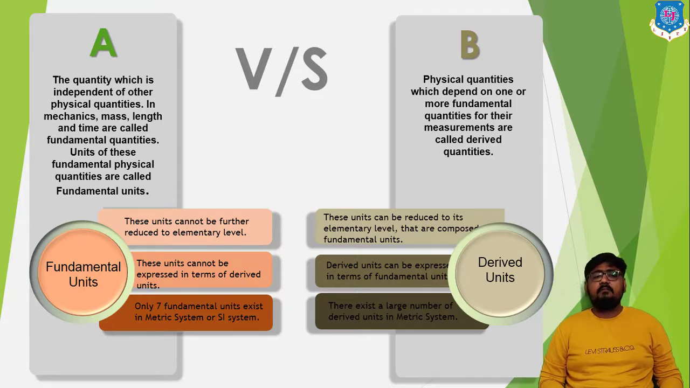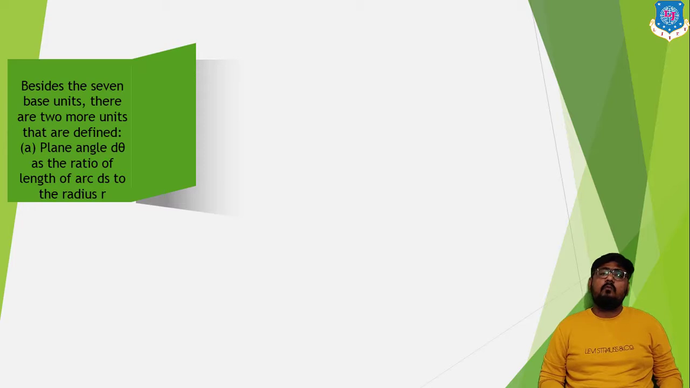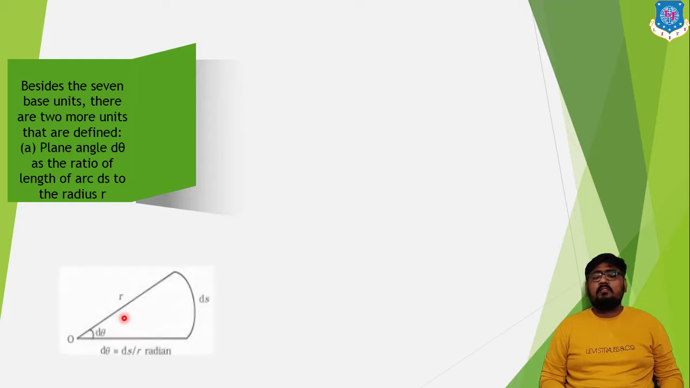Besides the 7 basic units, there are 2 more units that are defined as plane angle and solid angle. So let us first of all talk about plane angle. Plane angle d theta is the ratio of length of arc to the radius. As you can see in the figure over here, ds is the length of arc and r is the radius, whereas d theta can be written as ds by r and its unit is radian.